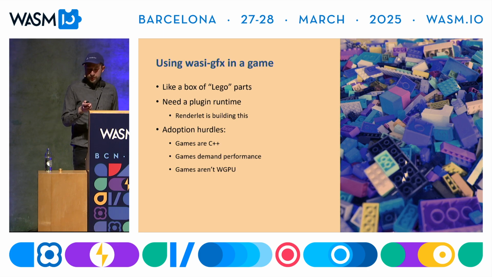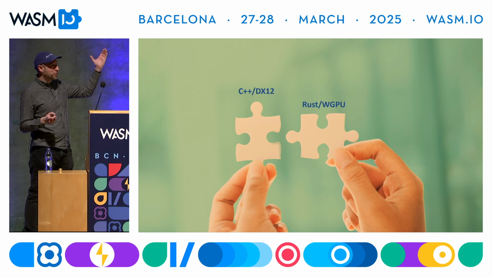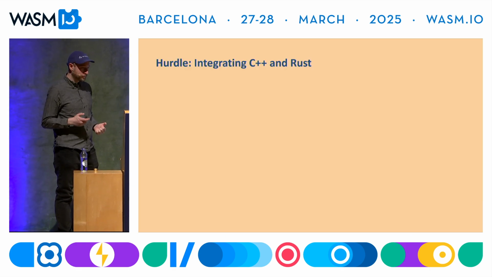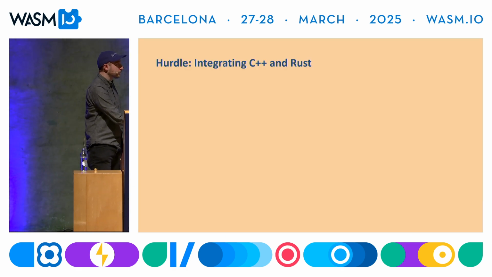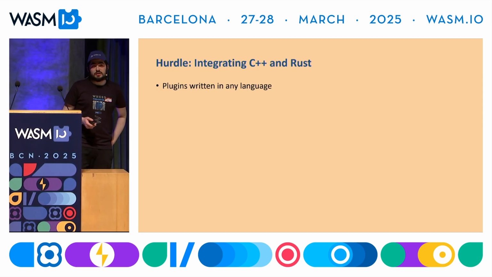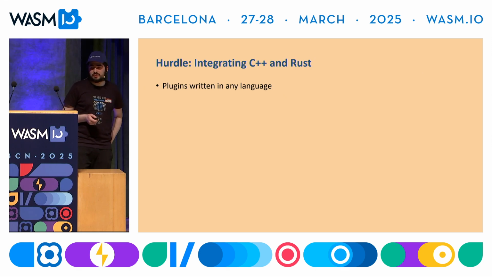So how do we overcome some of these challenges? This is a perfect analogy for this. We've got two different puzzle pieces. We've got the game world. We've got the Wasm world. How do we plug these pieces in together? So one hurdle is integrating C++ and Rust. Obviously, the plugins can be written in any language that compiles to Wasm and uses the component model. You can just make use of wasi-gfx and write a plugin in it.